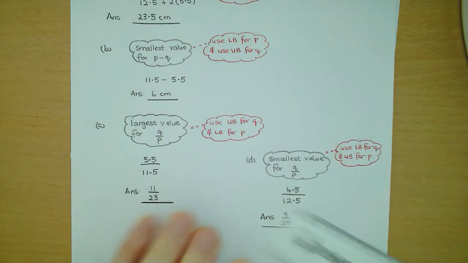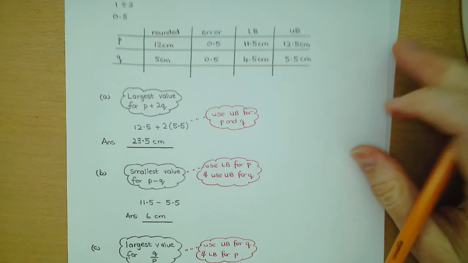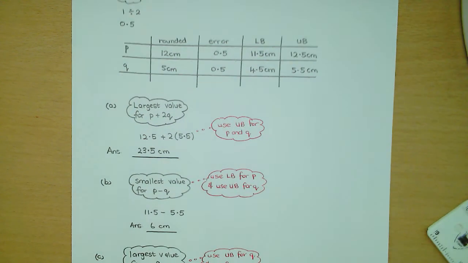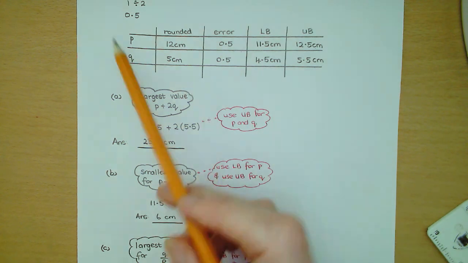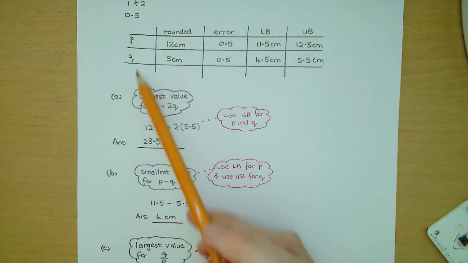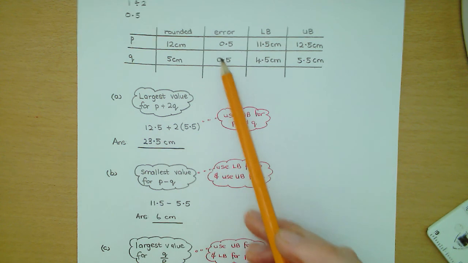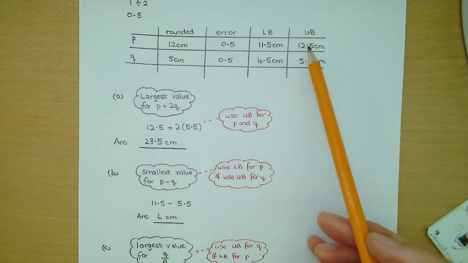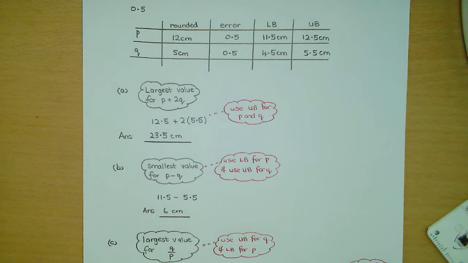Okay, and that's it. So that was a good example where there was more than one rounded value. So when there's more than one rounded value, it's a really good idea to draw out a table, put the two values down and what they are rounded to, work out the error for each and the lower and the upper bounds, and then you can just lift the information from the table to answer each part of the question.